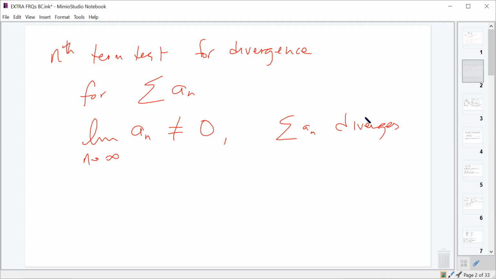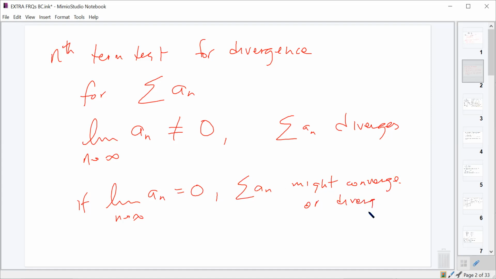If you have a series and the limit as n approaches infinity of that nth term is not 0, it will diverge. If that limit as n approaches infinity of a sub n equals 0, then a sub n might converge or it might diverge. So it doesn't tell you if something converges, it can only tell you if something diverges. That's why we call it the nth term test for divergence. Good with that one? That makes sense?